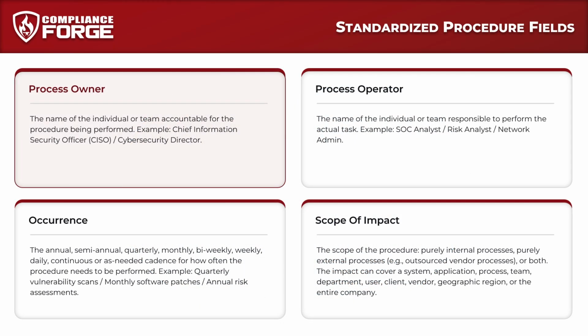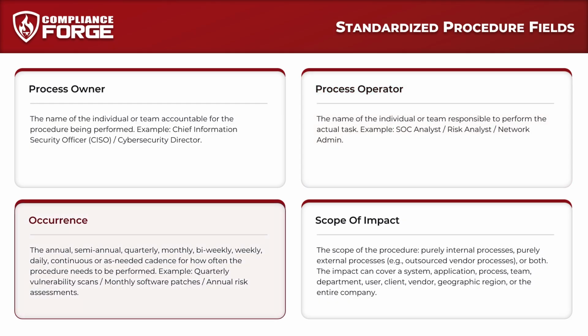Your customization is to help fill in the blanks for each procedure. The first field is the process owner. This is the name of the individual or team accountable for the procedure being performed. For example, the Chief Information Security Officer or a cybersecurity director. The process operator. This is the name of the individual or team responsible to perform the actual task, for example, a SOC analyst, a risk analyst, or a network admin.